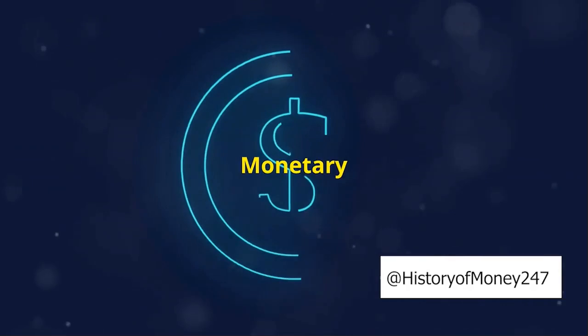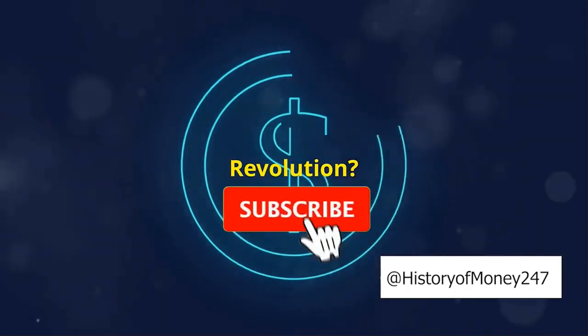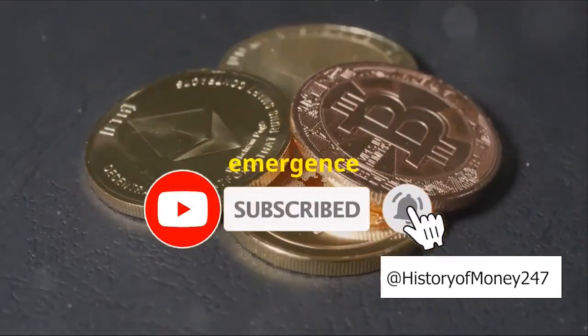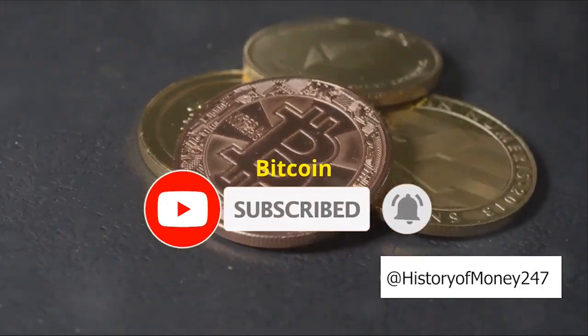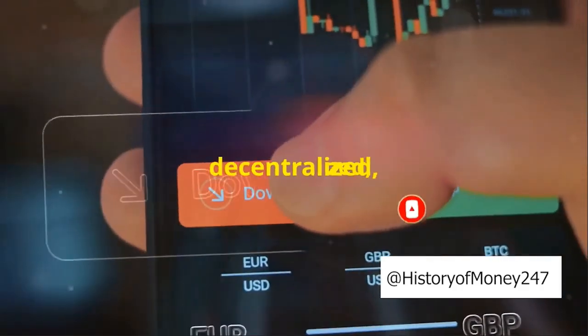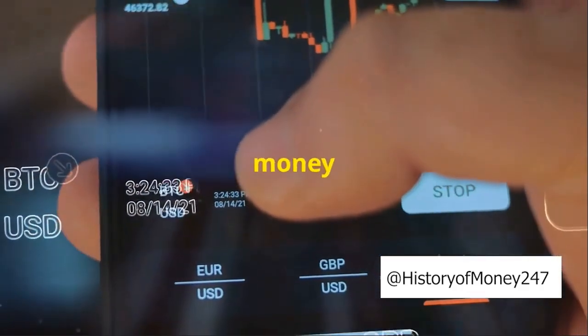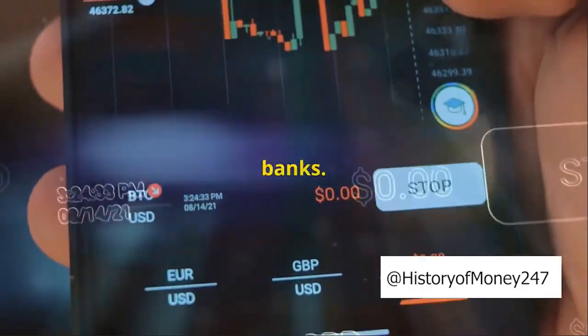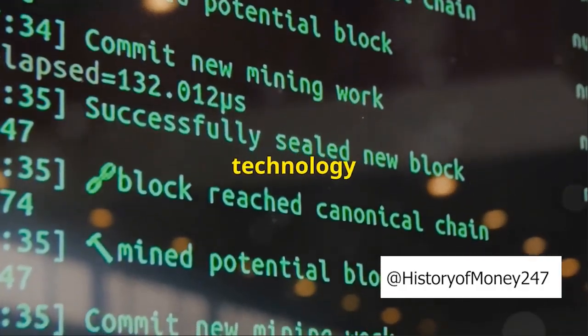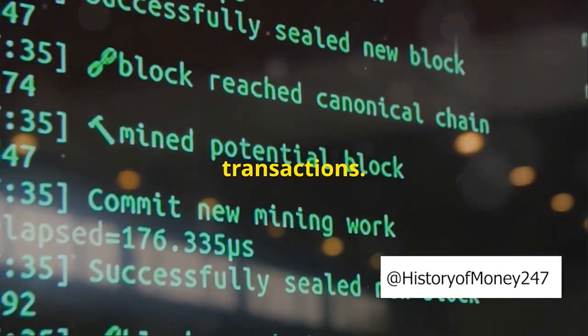Digital currencies, a monetary revolution. The 21st century has witnessed the emergence of digital currencies such as Bitcoin and Ethereum. These decentralized digital forms of money operate independently of central banks. They rely on blockchain technology to record and verify transactions.